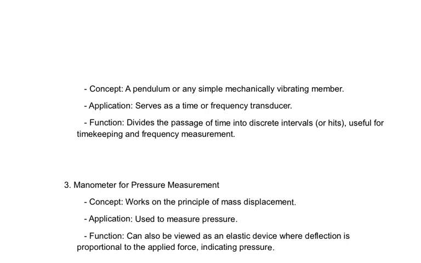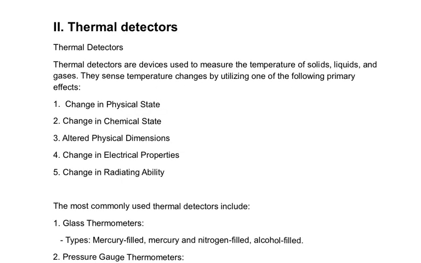So next is a thermal detector. Thermal detectors are devices used to measure the temperature of solid, liquid and gas. These sense temperature changes by utilizing one of the following primary effects: change in physical state, altered physical dimension, change in electrical properties and change in radiating ability.